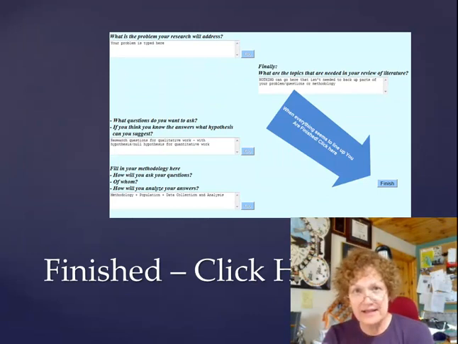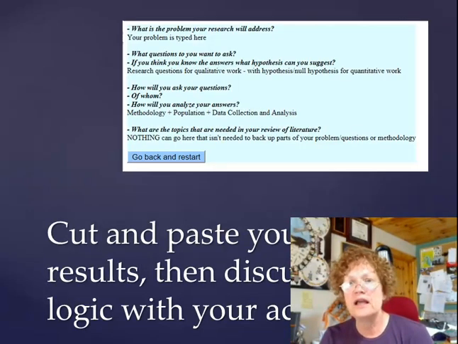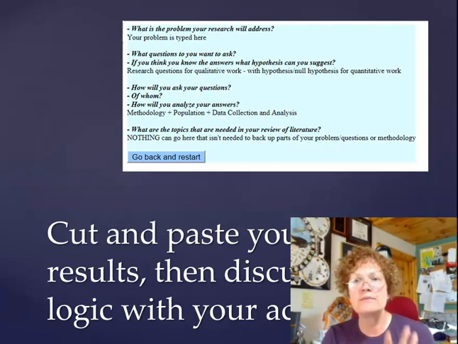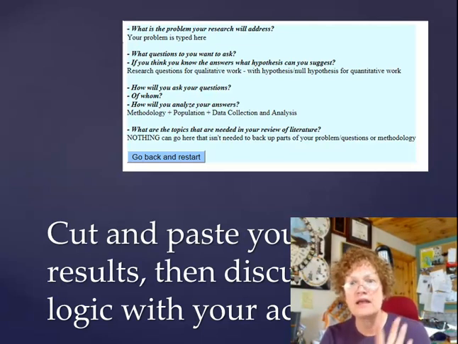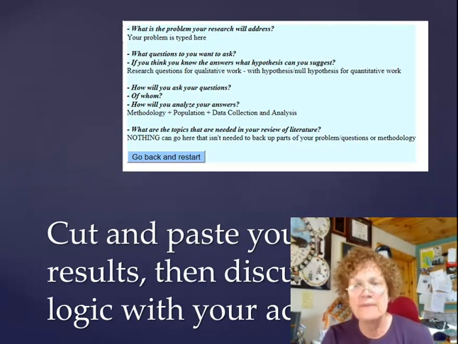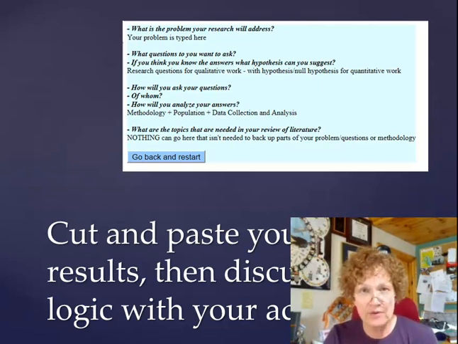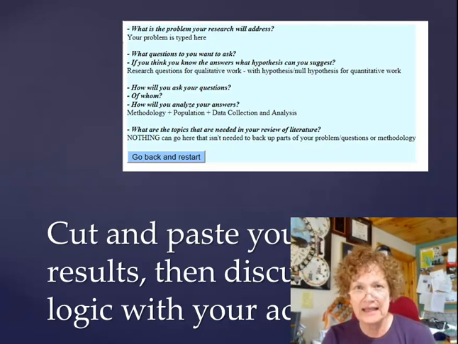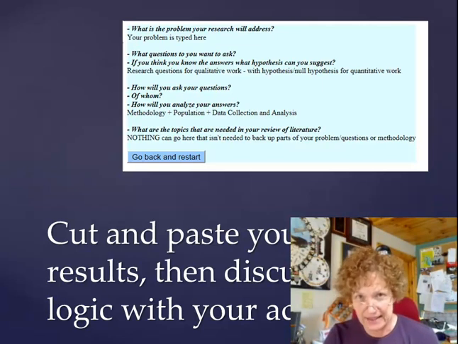When all of that seems right, you touch finish and you get to something that you can cut and paste. It will outline what your problem is, what questions you have, all about your questions and the things that you will include in your lit review. You cut and paste it from the website onto a Word document, and it gives you a great talking tool for you to take to your advisor and to say, this is the study that you think you're going to have.